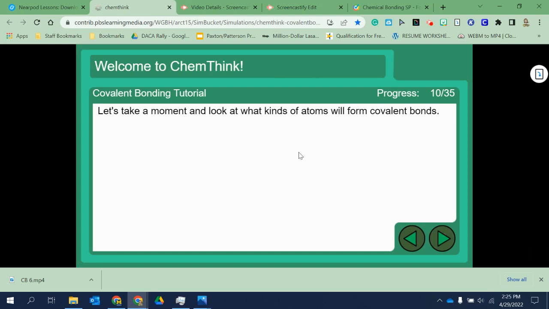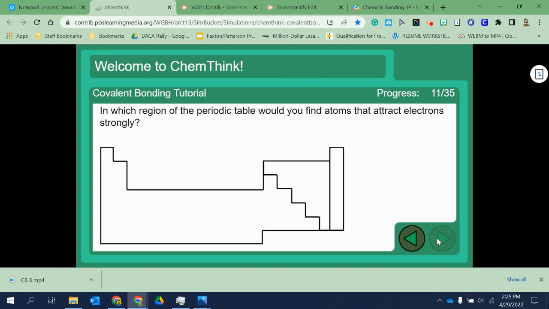Right, let's take a moment and look at what kind of atoms will form covalent bonds. So, in which region of the periodic table would you find atoms that attract electrons strongly? So remember, these over here on this side are giving away their electrons, which means these over here are pulling those electrons more, right? They're more electronegative. They are the electron hogs over here. So yeah, right here, you got it. Nonmetals tend to be good at taking electrons from other atoms, right? So these are more electronegative. They're the electron hogs. They hog the electrons strongly.